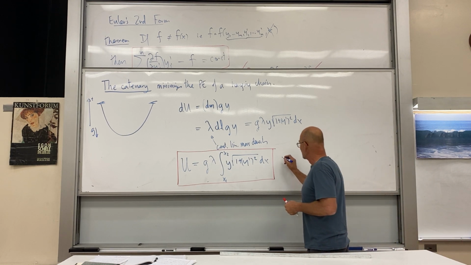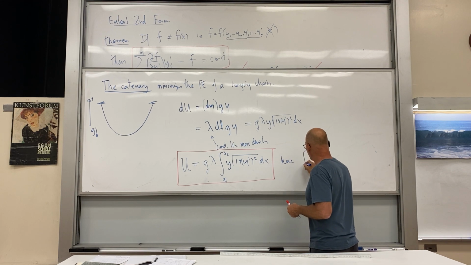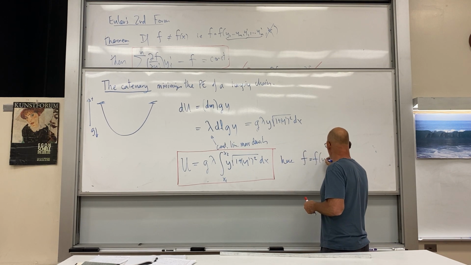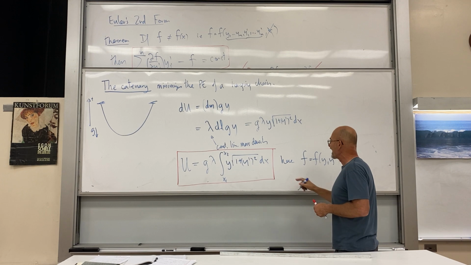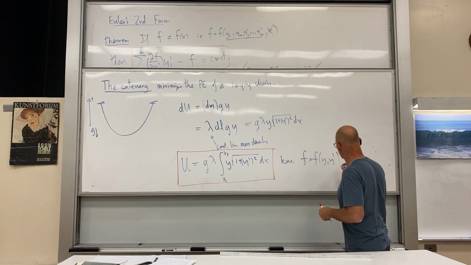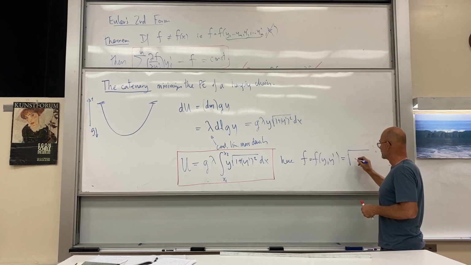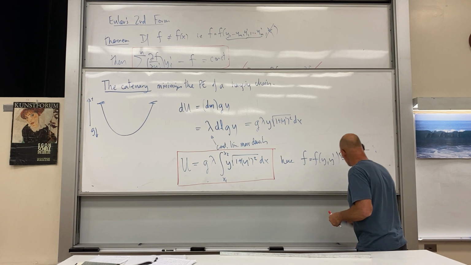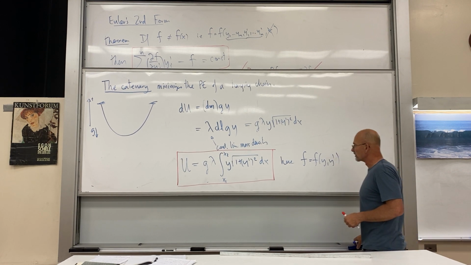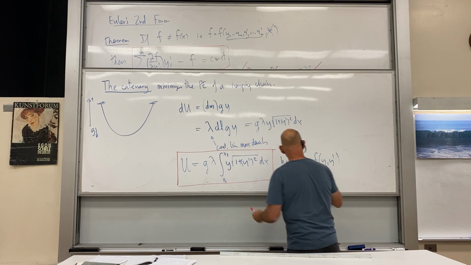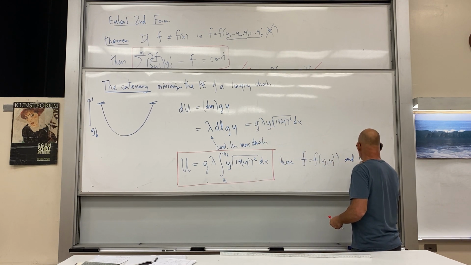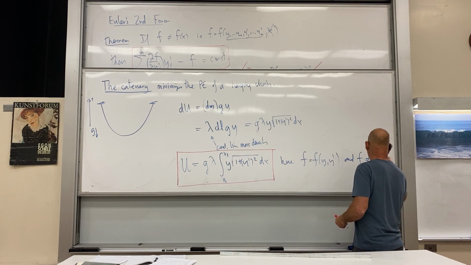Okay, but here we have f equals f of y and y prime, and not explicit x. I'll just write y. Actually, I won't write anything. You guys know what we're talking about. It's y and y prime and not f of x.